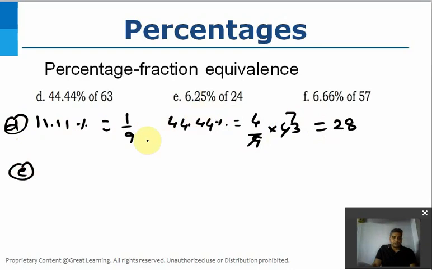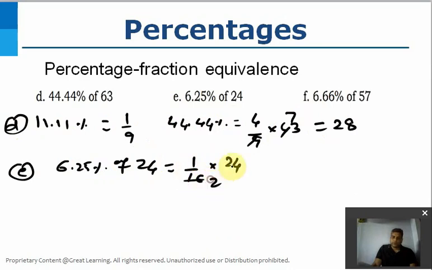Similarly, 6.25% of 24. So I know my 6.25% was 1 by 16. So 1 by 16 of 24, 8 2s are, 8 3s are, and 3 by 2. So it becomes 1.5, which is the answer here.